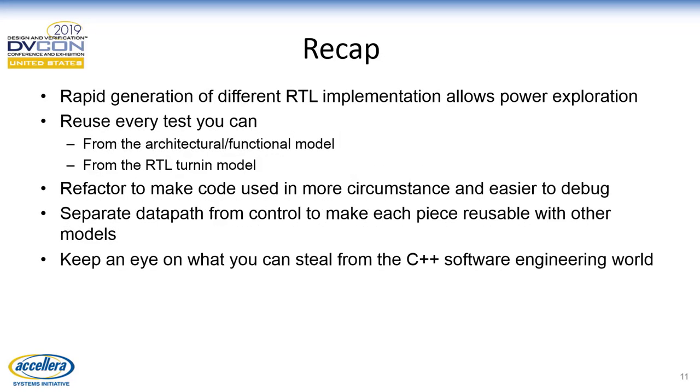Recap, the biggest benefit is you can generate lots of different RTL solutions quickly, and that lets you fill a lot of holes in your environment. Reuse every test you can from either the architectural functional world or from the RTL turn-in model. Spend some time refactoring code to make it reusable in other circumstances and easier to debug. Separate data path from control and reuse those separately. And then see what you can steal from the C++ software engineering world.